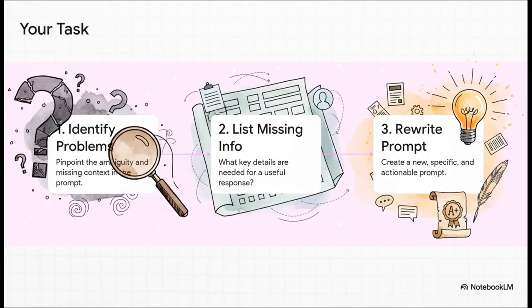So here's what I want you to do. First, just identify what's wrong with it. What are the vague parts? Second, make a list of all the information that's missing. Like, what are the actual features? Who are the customers they're selling to? Should this be an email, a one-pager, a slide deck? And then for the final step, try to rewrite the whole thing into a prompt that would actually get you a useful result.